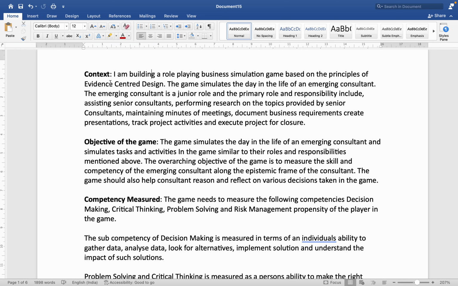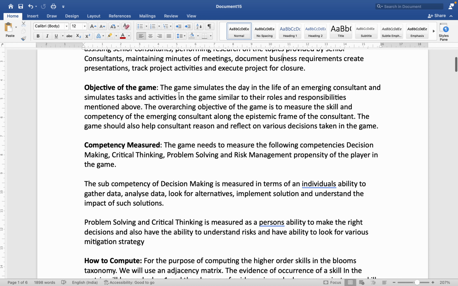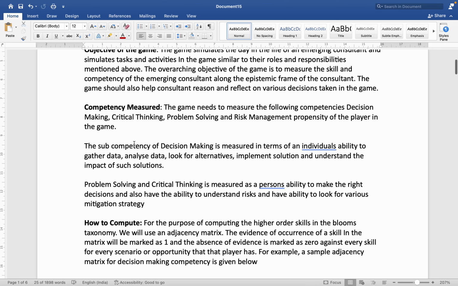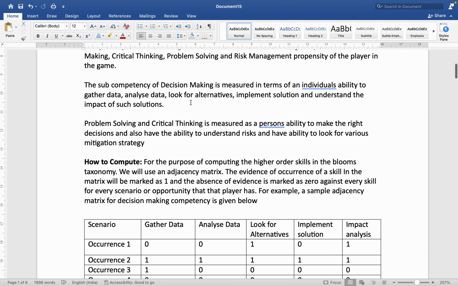What you're seeing here is, for example, I'm setting the context to the game, which is a role-playing simulation game which simulates the role of a consultant. To be more specific, an emerging consultant who works under senior consultants. The objective of the game is to measure skills and competencies. Today I have stated that I'm measuring three skills: decision making, critical thinking and problem solving, and risk propensity, each having its own sub competencies.